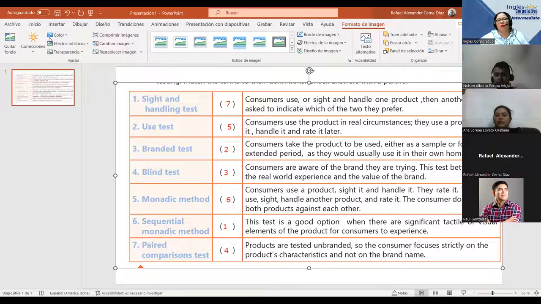Customer uses a product, sights it and handles it. They rate it. Then they use, sight, and handle another product, and rate it. The customer doesn't rate both products against each other. One at a time, okay? One product, then another product, then another product, but it's not comparing. Okay, there you go. Number seven.